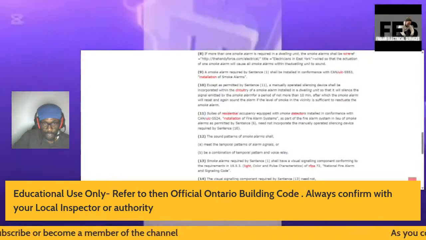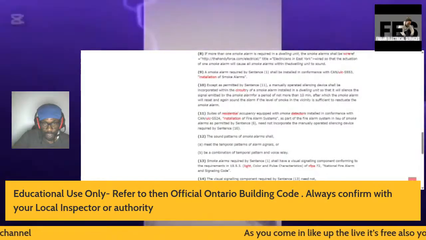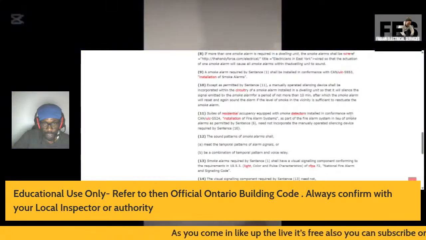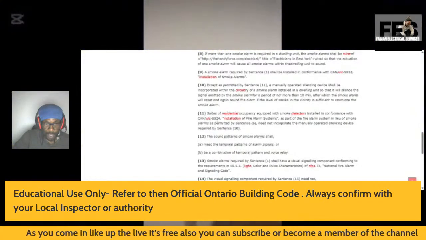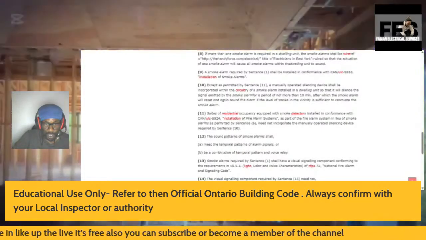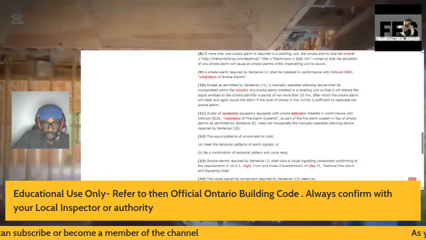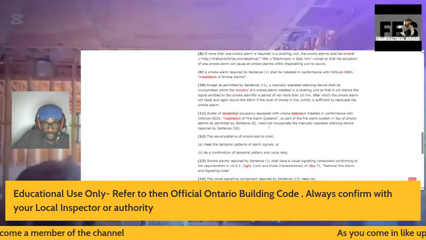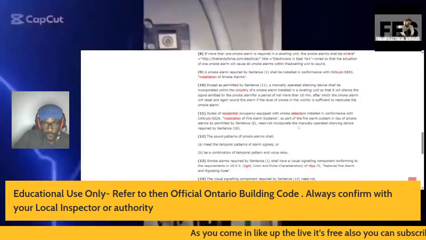Suites of residential occupancy equipped with smoke detectors, CAN/ULC-S524, installation of fire alarm systems, as part of the fire alarm system in lieu of smoke alarms as permitted by sentence 6, need not incorporate the manual silencing device.